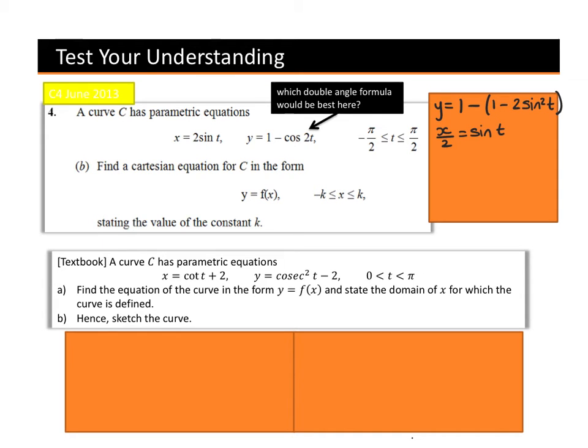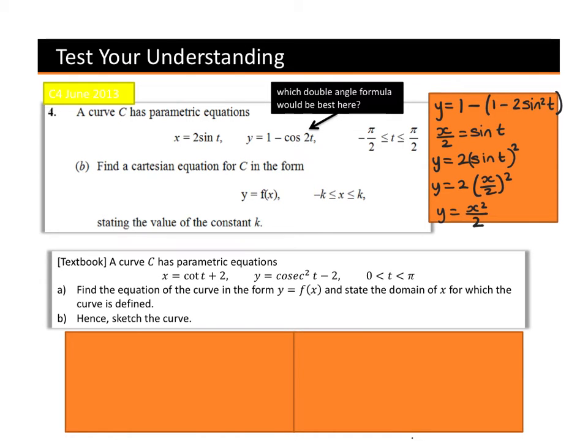Okay, so what we're going to do now, I'm just going to substitute in. If I expand this out, what's 1 minus 1? Oh, look, y in fact just equals 2 sine squared t, doesn't it? Yeah? So when I substitute in my x over 2, I'm going to get y equals 2 lots of x over 2 all squared. Okay? X squared over 4 multiplied by 2 is in fact just x squared over 2. Okay?